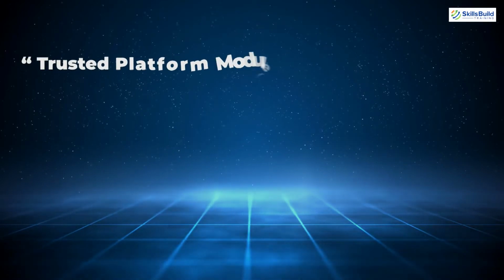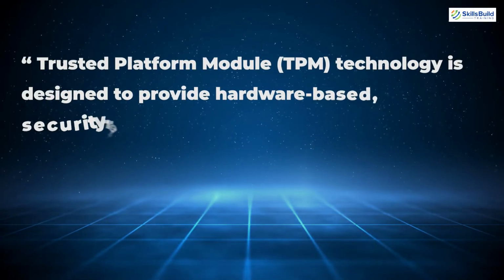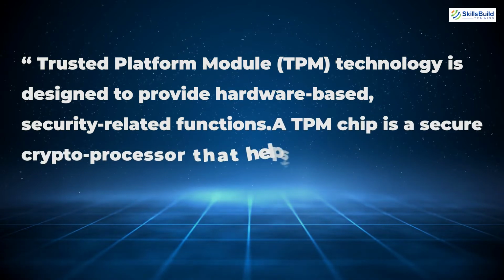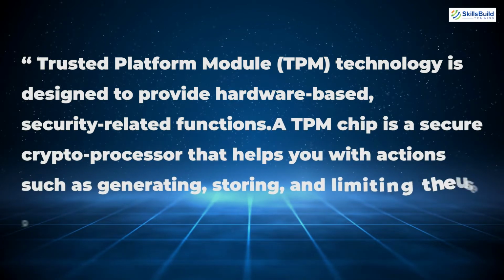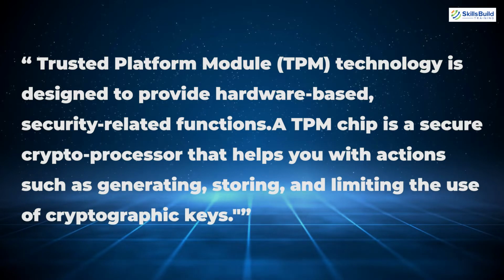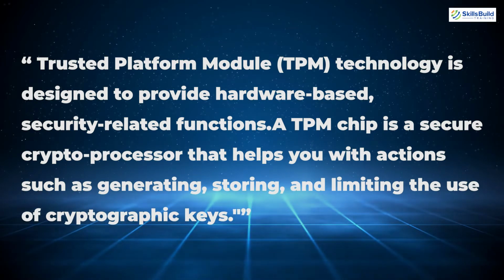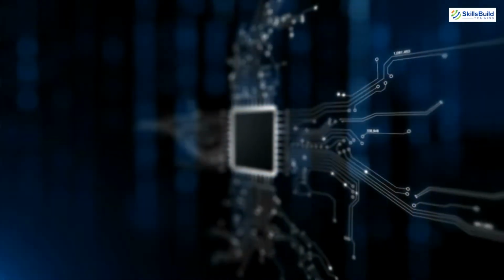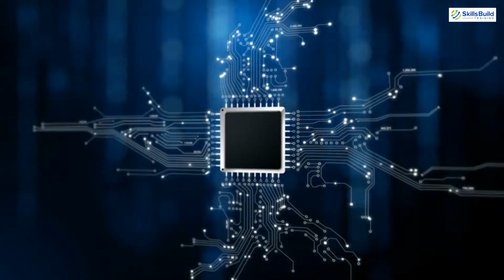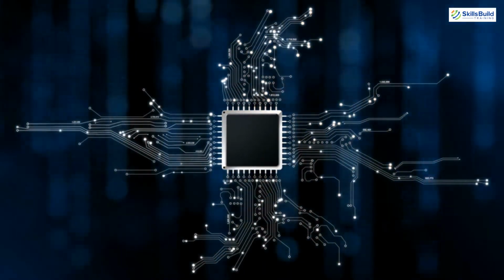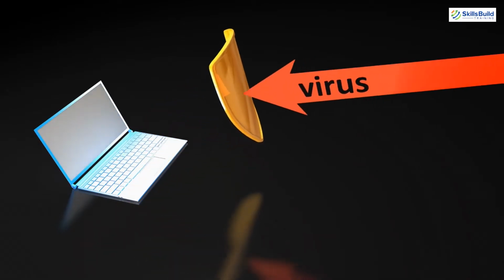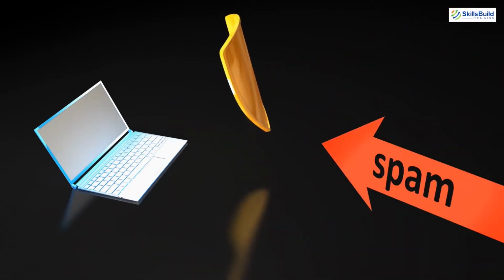According to the official Microsoft documentation, TPM is defined as Trusted Platform Module. TPM technology is designed to provide hardware-based security-related functions. A TPM chip is a secure crypto processor that helps you with actions such as generating, storing, and limiting the use of cryptographic keys. Now, this tiny chip includes multiple physical security mechanisms to make it tamper resistant, and malicious software is unable to tamper with the security of the TPM.